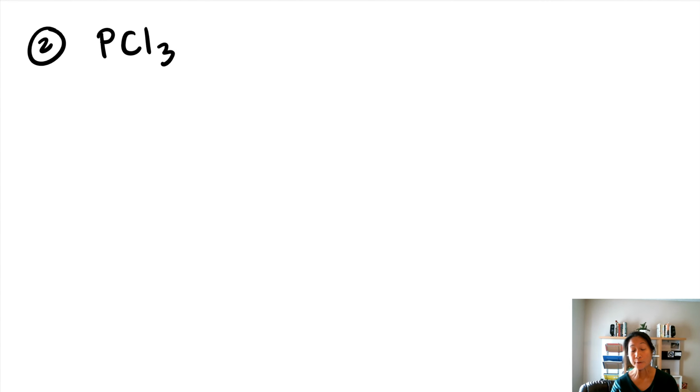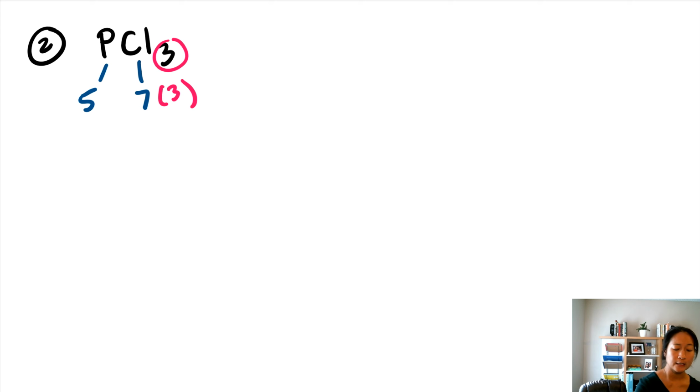Alright, so PCl3, same process as before. Always want to start by calculating the total number of electrons. Phosphorus from the periodic table is going to have 5 valence electrons. One chlorine is going to have 7, but there are 3 chlorines, so we're going to need to multiply that by 3. And so our total number of electrons is going to be 26 electrons.